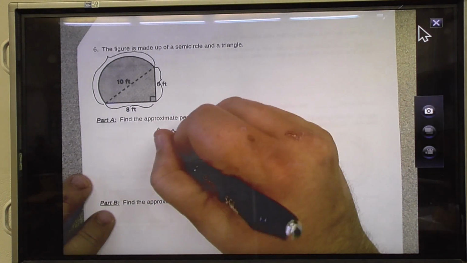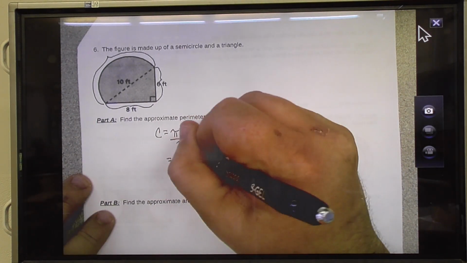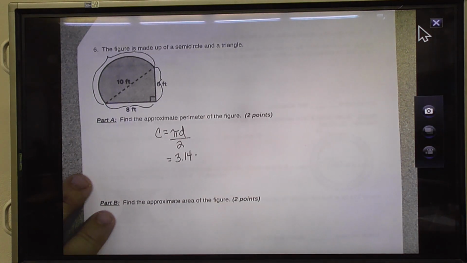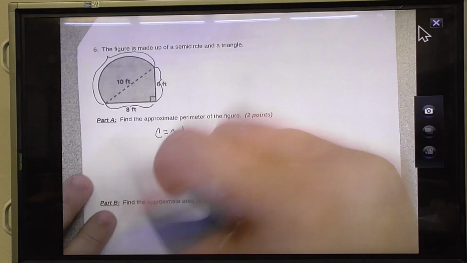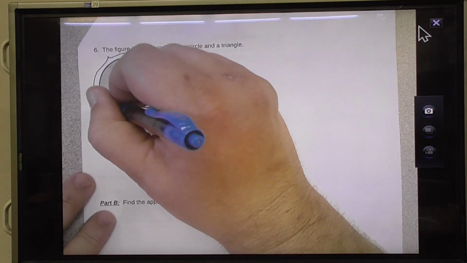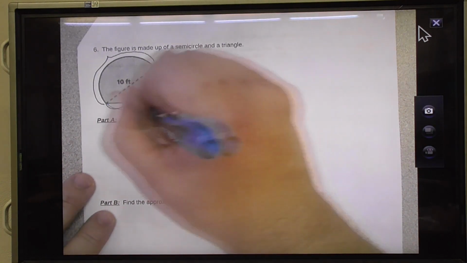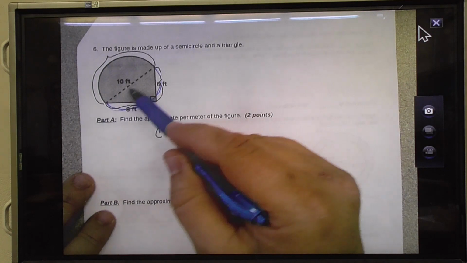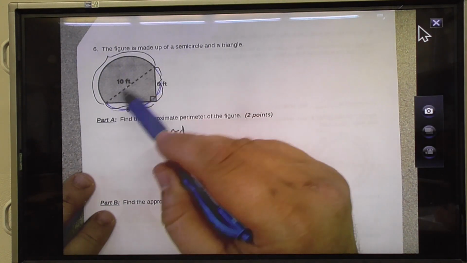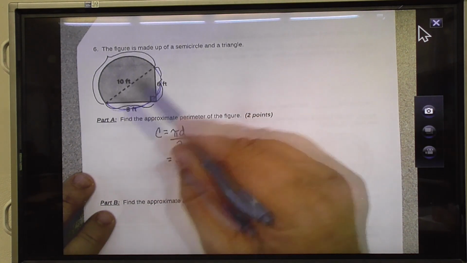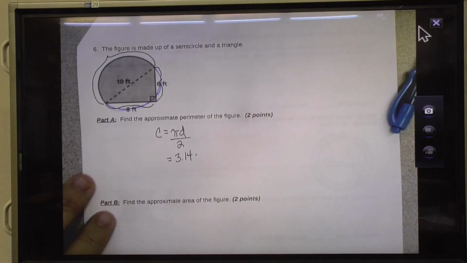So we know what pi is, 3.14. Do you know the diameter of that half circle? 10 feet. Yeah. I think when people see it like this, they don't think of it as being a full circle, so draw the full circle if you need to. This is the full circle. Is that dotted line my diameter? Yes, it goes through the center and touches both sides of my circle. So that is my diameter.